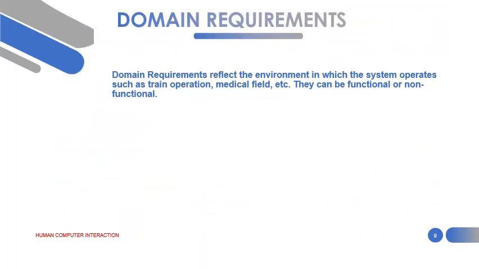We also have domain requirements, and domain requirements basically talk about the environments in which the system is intended to work. For example, if it's in a medical field or a business area, we're talking about the environments in which the system being designed is intended to work, and it can be functional or non-functional.